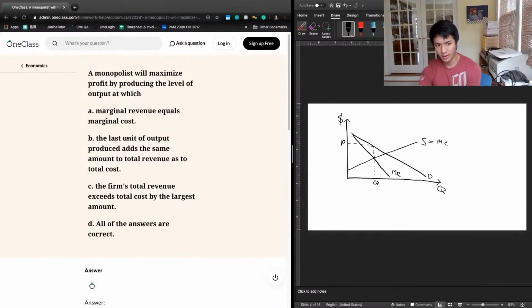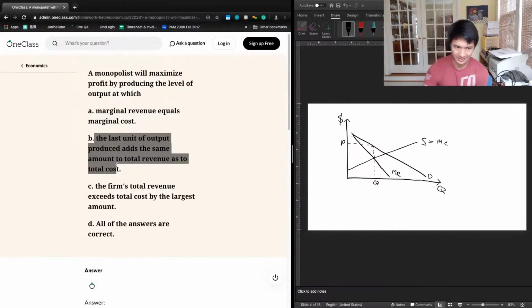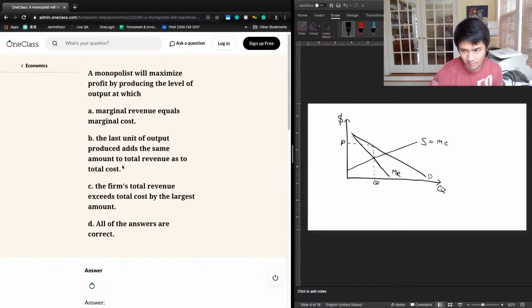But looking at the other answer choices, marginal revenue equals marginal cost is true, but if you look at answer choice B, the last unit of output produced adds the same amount to total revenue as to total cost. Adding the same amount to total revenue as to total cost means that marginal revenue and marginal cost are the same, right? At no other level is that going to be true. If you're adding to total revenue, you have marginal revenue, and as you add to total cost, you have marginal cost. This is the same answer choice as answer choice A.